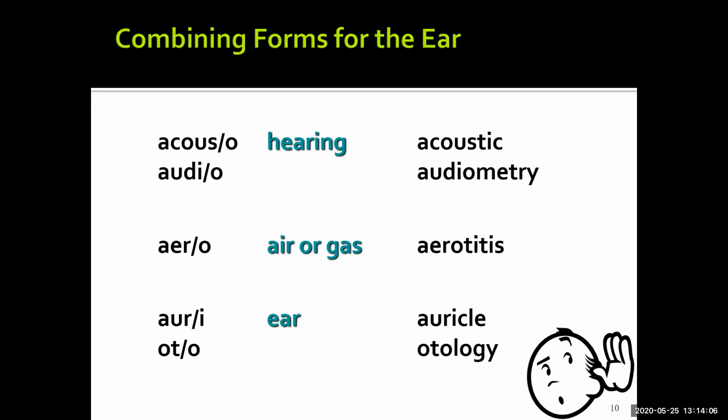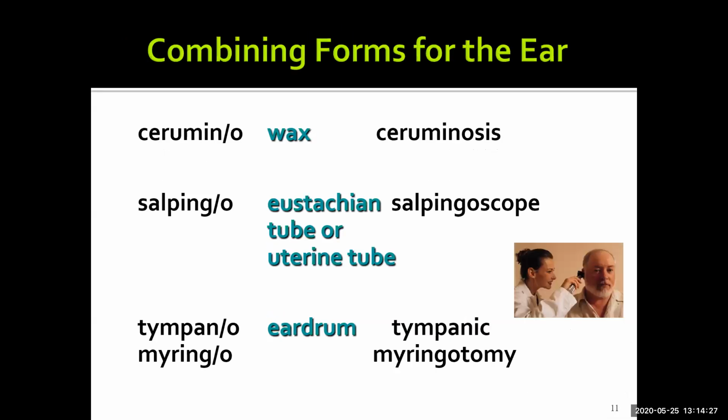Acous or audio is hearing, so pertaining to hearing, or audiometry is the measurement of hearing. Aer is air or gas, so aeroitis, inflammation. Auri and oto are both ear, so auricle is referring to the ear, pertaining to the ear, versus otology is the study of the ear. Cerumeno is wax, so cerumenosis is a condition of wax buildup. Salpingo is the eustachian tube, and it can also mean uterine tube. So here it's pretty much tube. Salpingoscope would be an instrument used to look into the eustachian tube.